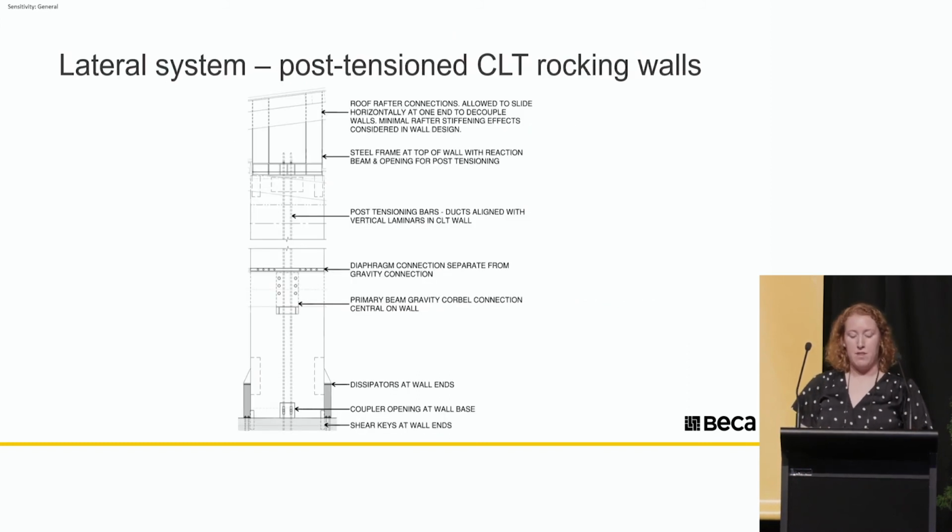The lateral system for the building is post-tensioned CLT rocking walls with dissipators at the ends for some extra damping. A challenge for these walls is the compatibility between the rocking timber structure and the gravity structure connecting to them. The ideal solution for this compatibility would be to put a gap in there and make sure that the walls and floors can move separately. However, this is really hard to achieve and has its own issues in reducing diaphragm connectivity and everyday serviceability performance.